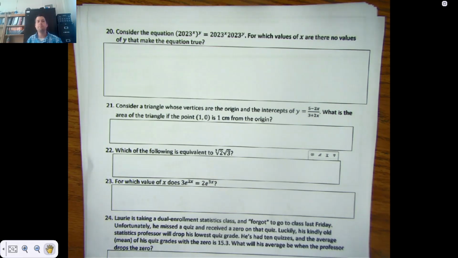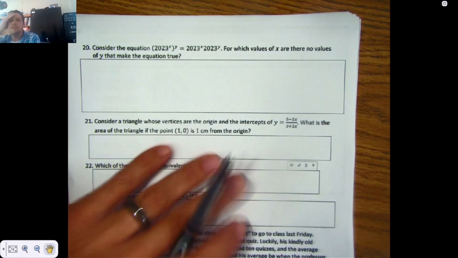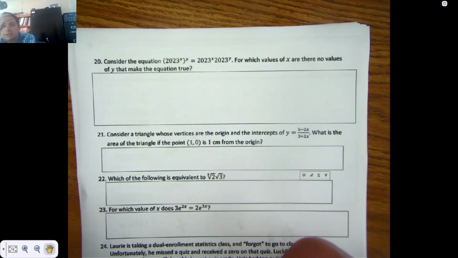Parent-teacher conference, bonuses for your next test. Here you go. You're supposed to consider the equation 2023 to the x to the y is 2023 to the x times 2023 to the y. For which values of x are there no values of y that make the equation true?